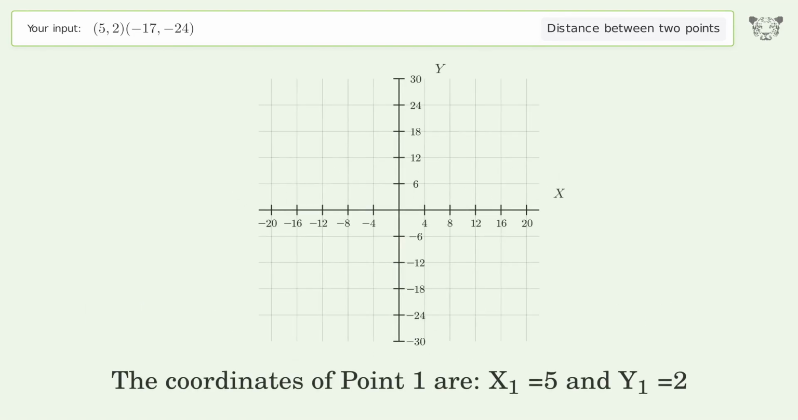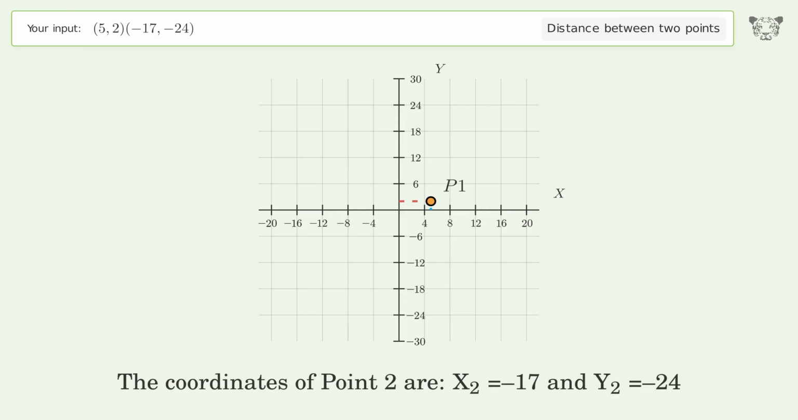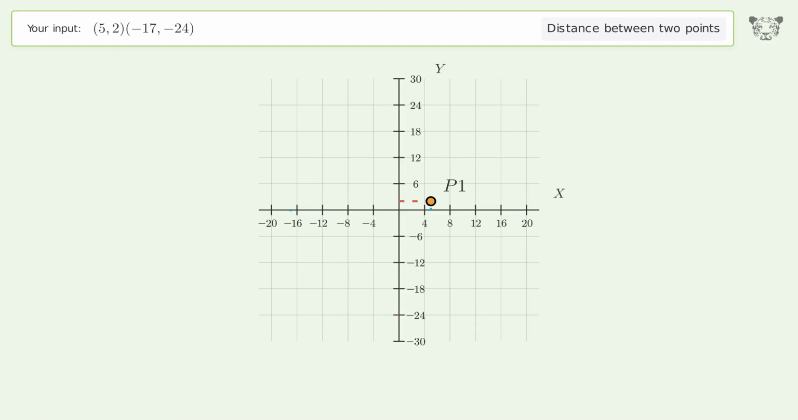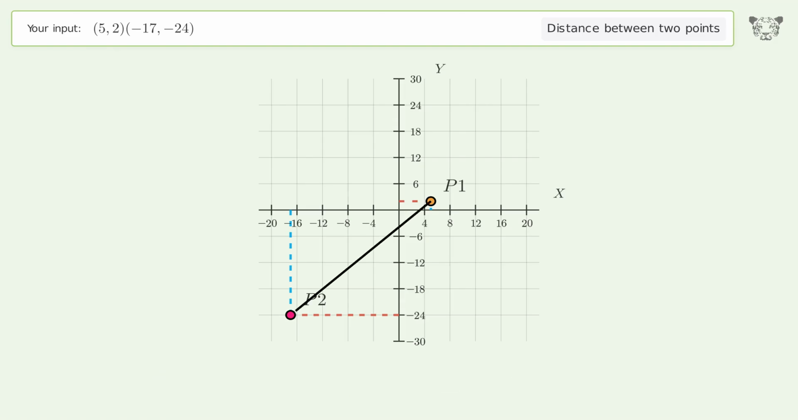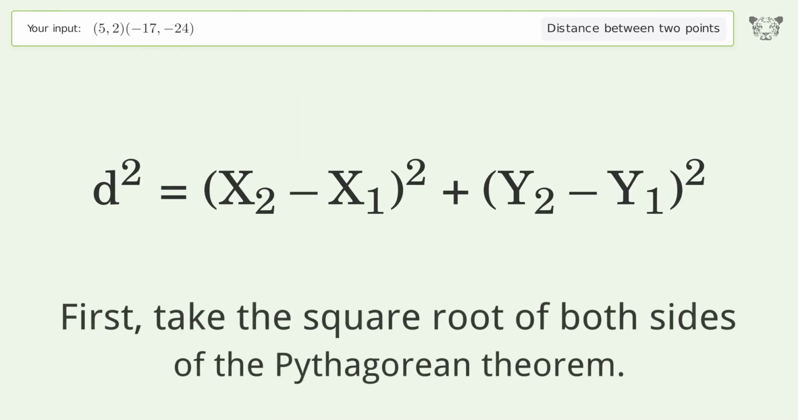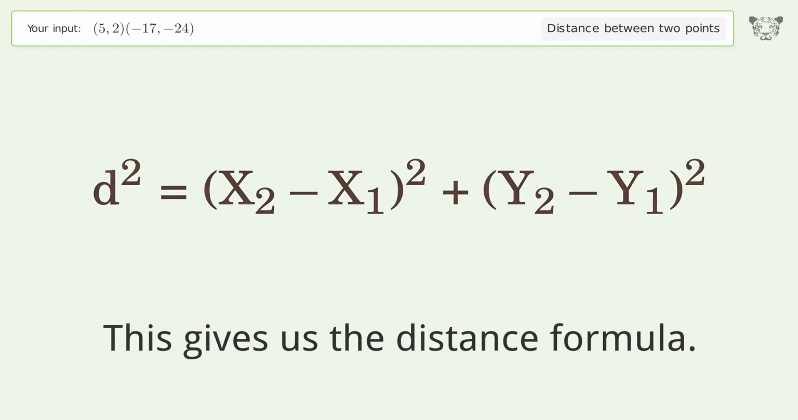The coordinates of point 1 are, x1 equals 5 and y1 equals 2. The coordinates of point 2 are, x2 equals negative 17 and y2 equals negative 24. D is the distance between the 2 points. First, take the square root of both sides of the Pythagorean theorem. This gives us the distance formula.